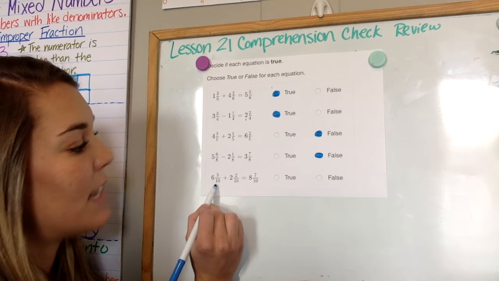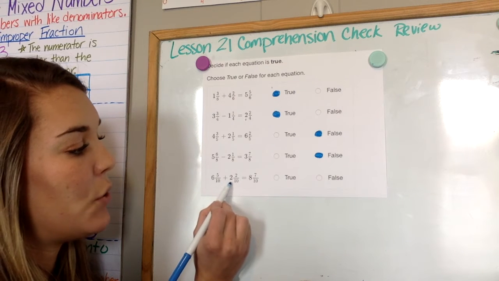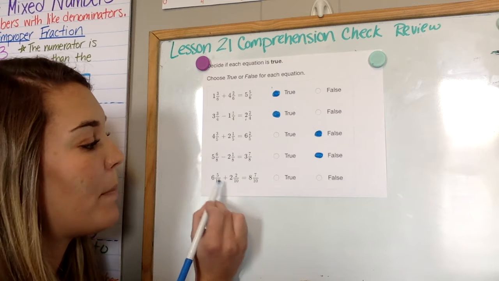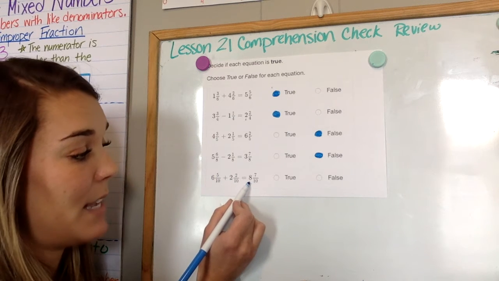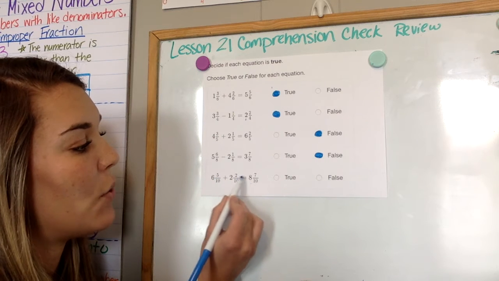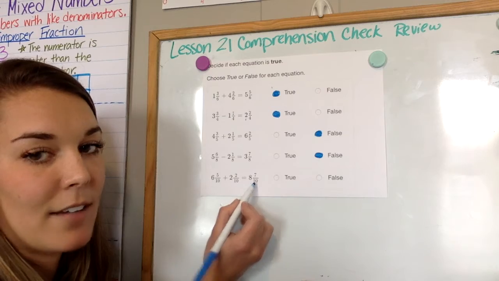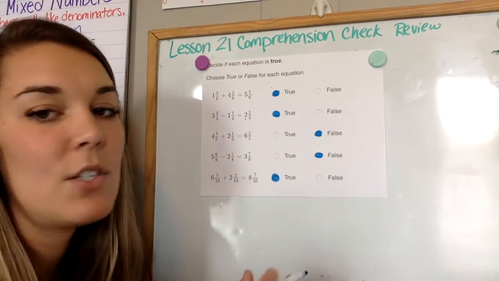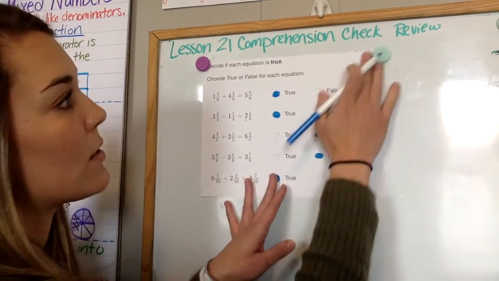Okay, 6 5/10 plus 2 2/10. So I'm going to add my whole numbers. 6 plus 2 is 8. I got that. Add my numerators. 5 plus 2 is 7. My denominator is 10. So that one's going to be true. Okay? These ones you just got to go through each example, guys.